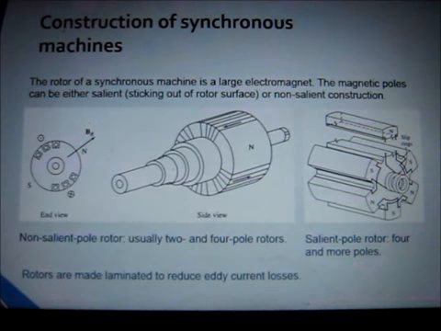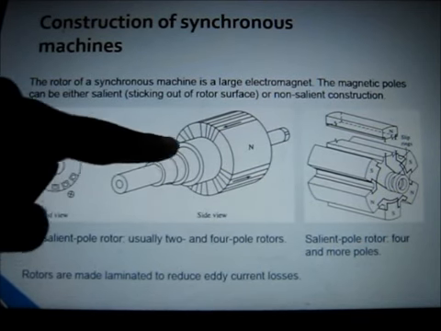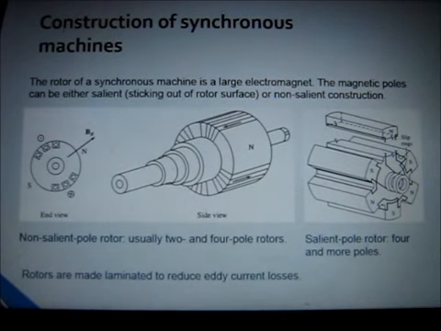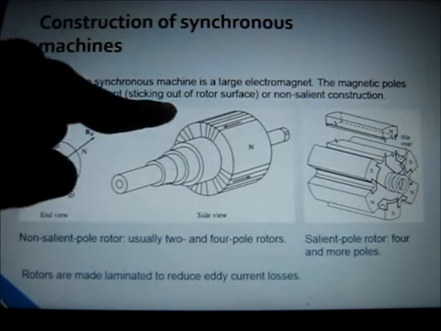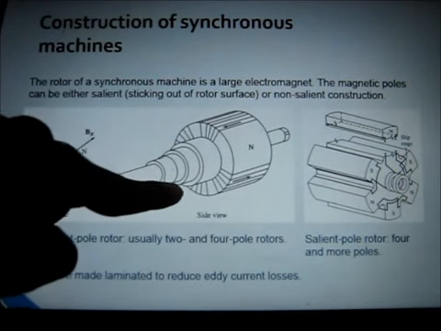Here you can see two pictures. This is the side view and this is also a side view. The rotor of the synchronous machine is a large electromagnet. The magnetic poles can be either salient or non-salient. Non-salient poles are flush with the rotor surface, as shown here, sticking to the whole rotor surface.